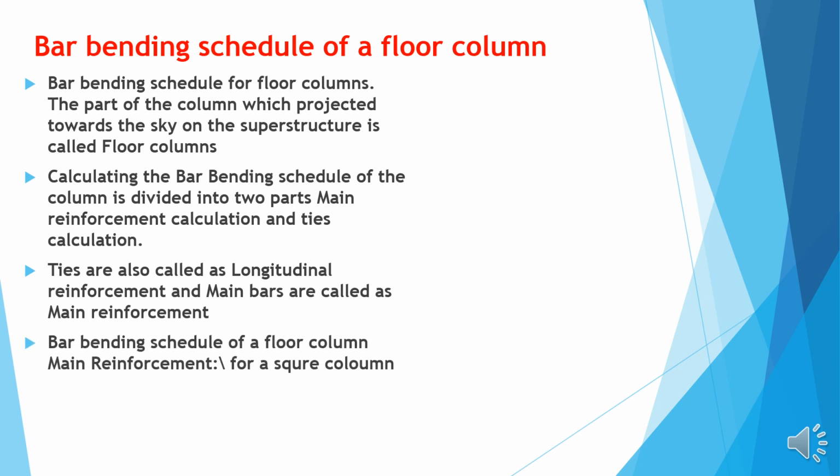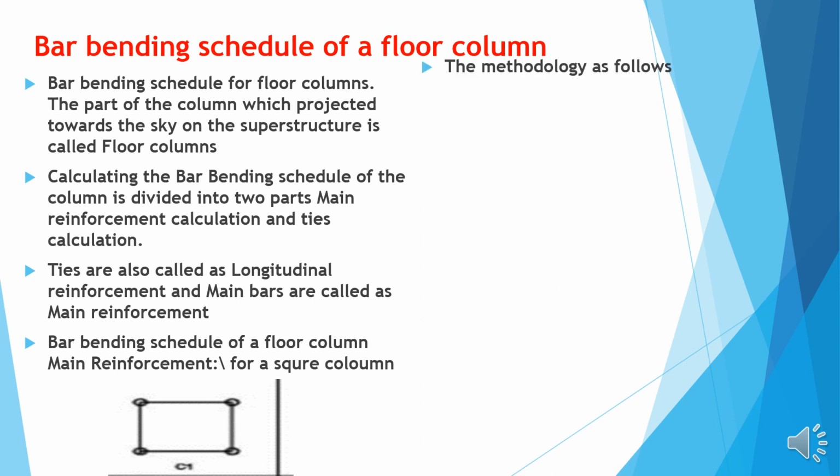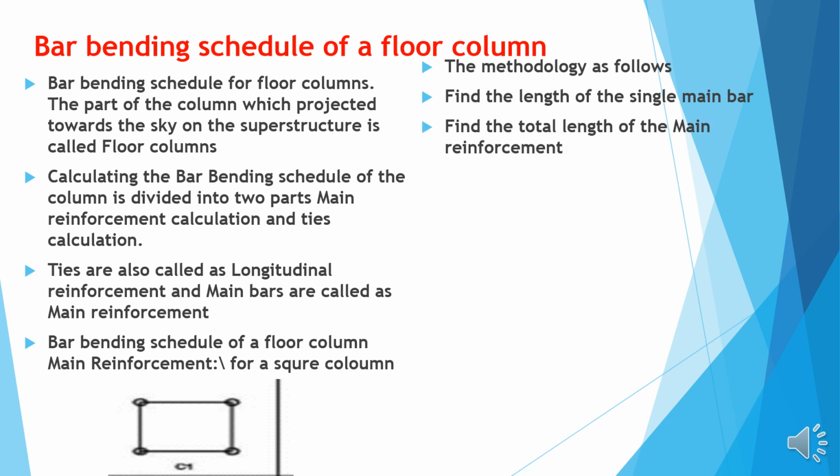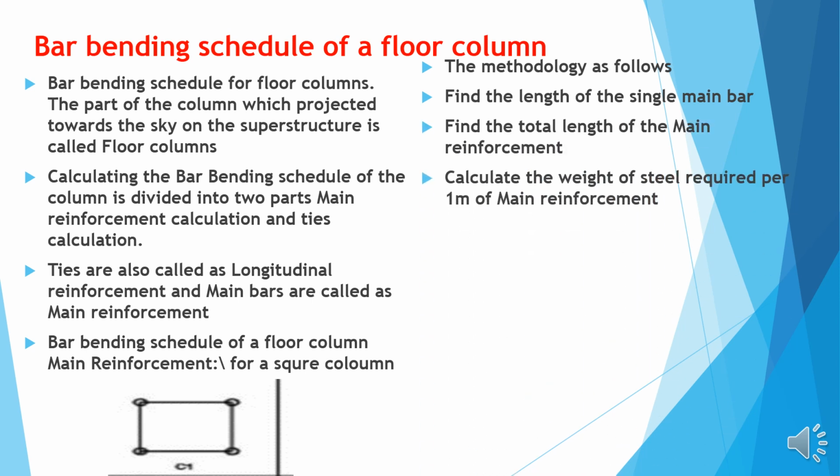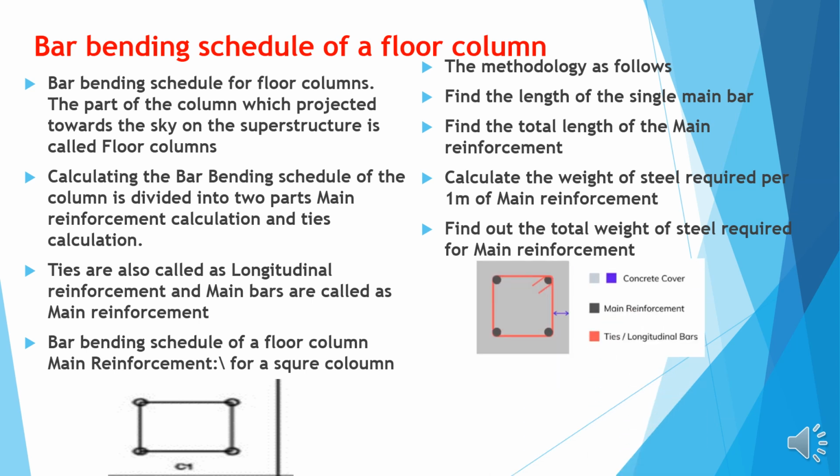Bar bending schedule of a floor column, main reinforcement for a square column. This is the image of a square column which I have shown for your reference. The methodology is as follows. Find the length of the single main bar, find the total length of the main reinforcement, calculate the weight of steel required per 1 meter of reinforcement, and find out the total weight of steel required for the main reinforcement.